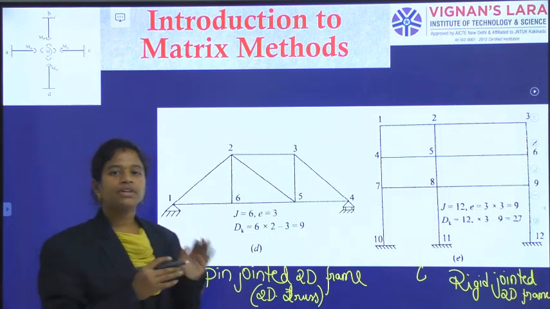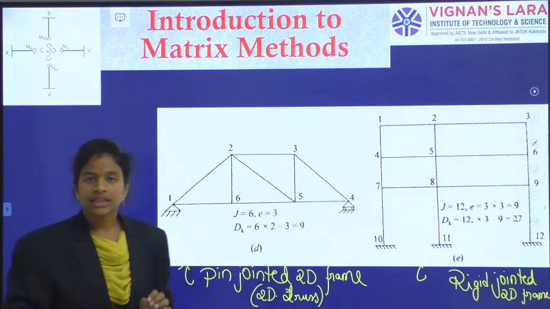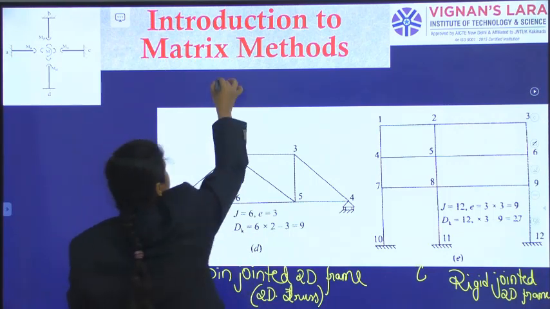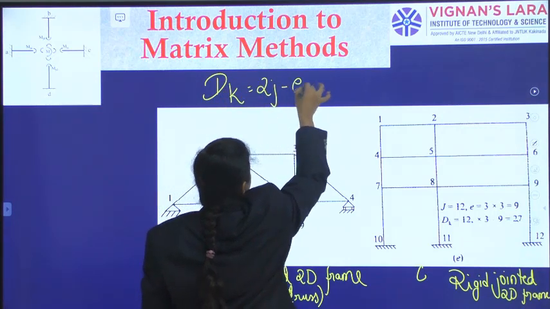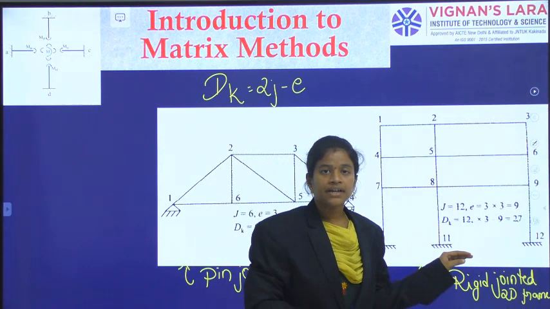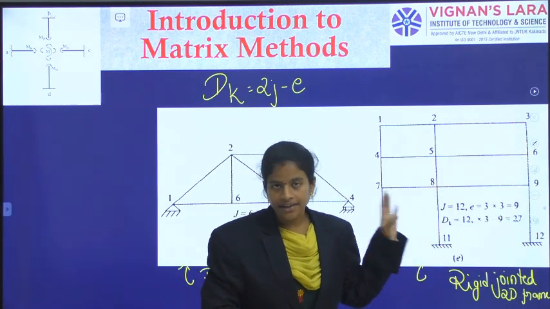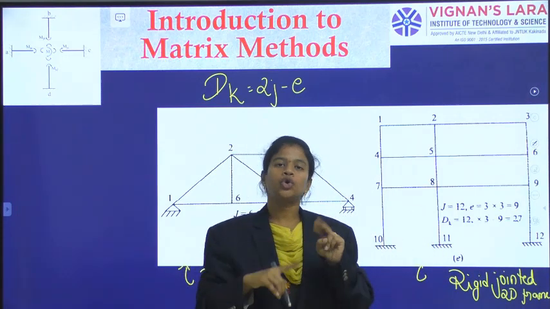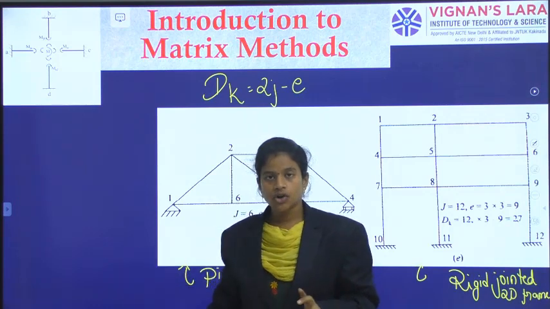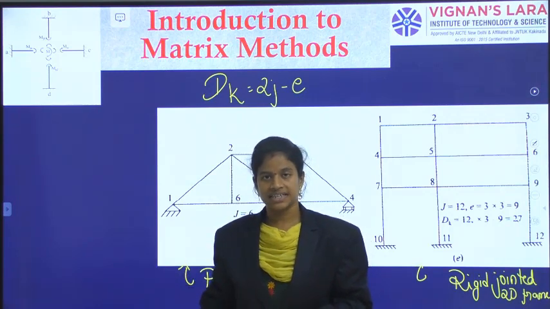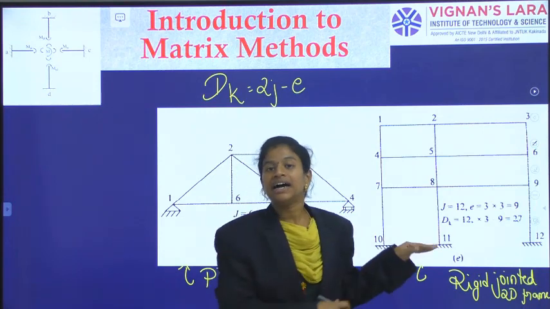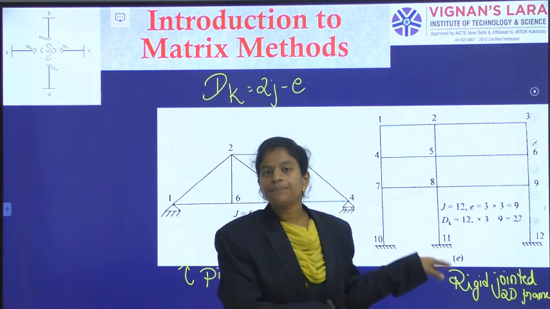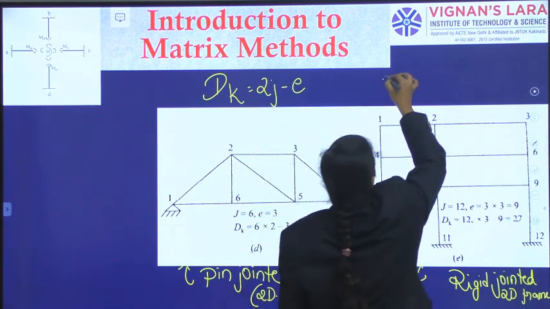For the pin jointed 2D frame, the degree of kinematic indeterminacy dk is 2j minus e. And then for a rigid jointed 2D frame: pin jointed 2D, 2j minus e. Pin jointed 3D, 3j minus e. Now, rigid jointed 2D frame, 3j minus e.